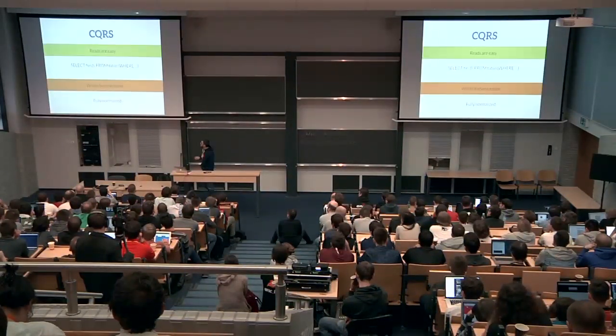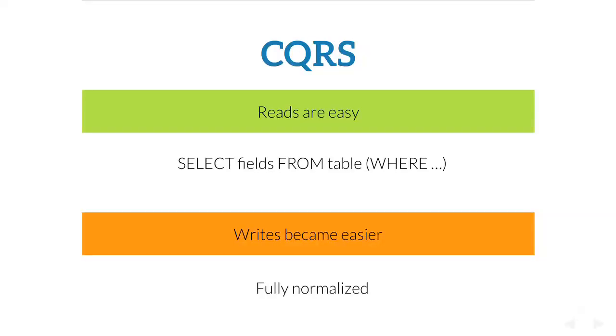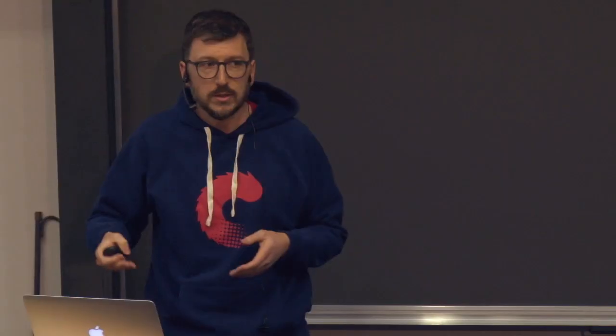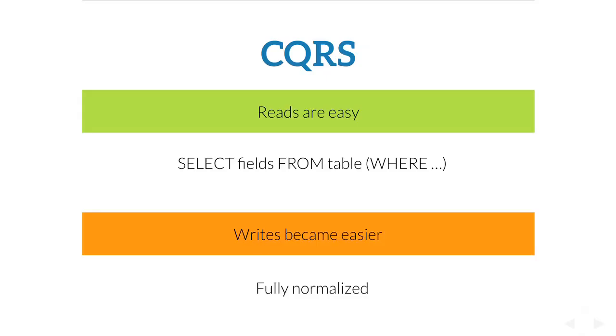What does this mean? This means that the reads are very simple, because for reading, for presenting data to our user, we just have to select star, select fields from table, eventually where something. It's just a single query, no joins, no subqueries, a simple query. Writes become easier too, because we have a database that is fully normalized, to be used by the write concerns. Okay? This is the first step.